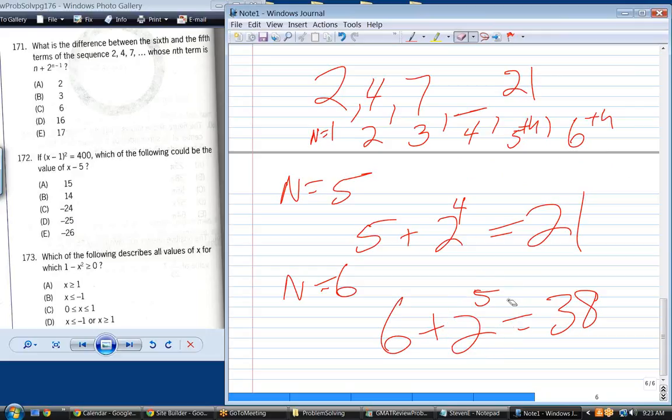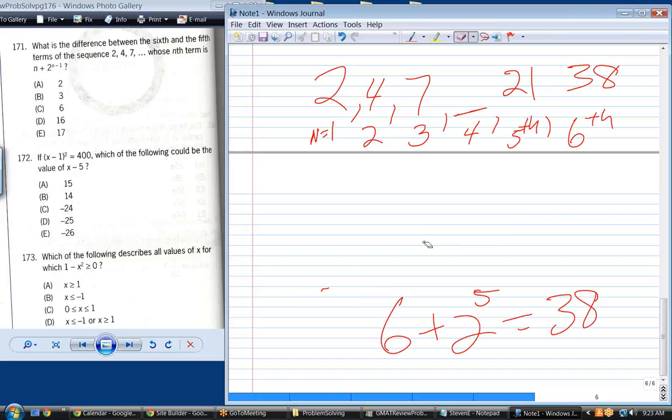So the difference between the fifth and sixth terms? 17. Right. And notice it would have been a waste of time to figure out the fourth term. We didn't need it. I don't know what it is. I don't care what it is. So one more time, when they're speaking about the nth term, they're not asking me for the value of the number.